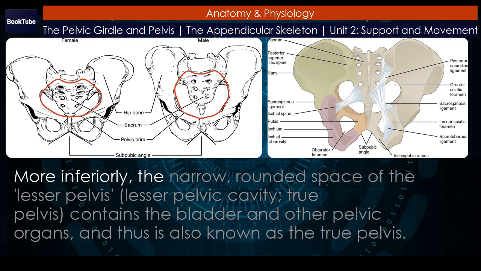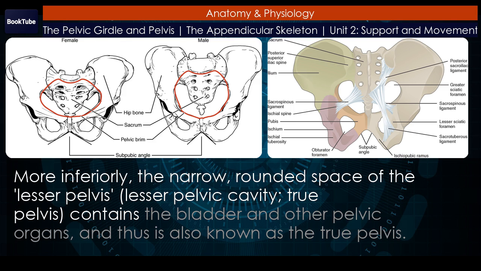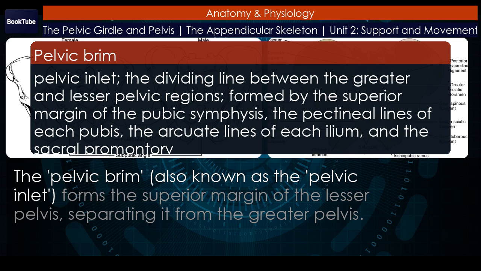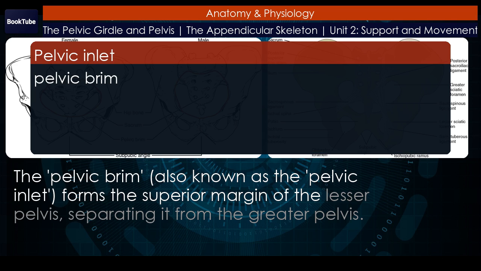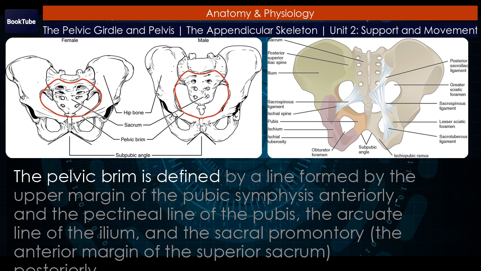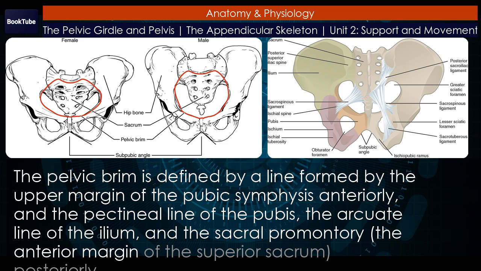More inferiorly, the narrow, rounded space of the lesser pelvis, lesser pelvic cavity, or true pelvis, contains the bladder and other pelvic organs, and thus is also known as the true pelvis. The pelvic brim, also known as the pelvic inlet, forms the superior margin of the lesser pelvis, separating it from the greater pelvis. The pelvic brim is defined by a line formed by the upper margin of the pubic symphysis anteriorly, and the pectineal line of the pubis, the arcuate line of the ilium, and the sacral promontory, the anterior margin of the superior sacrum.